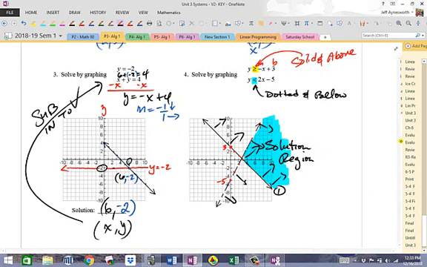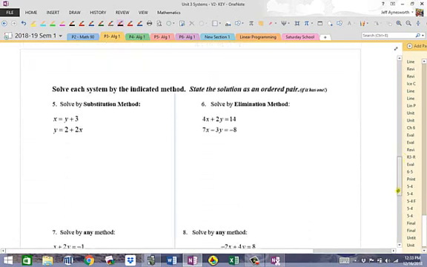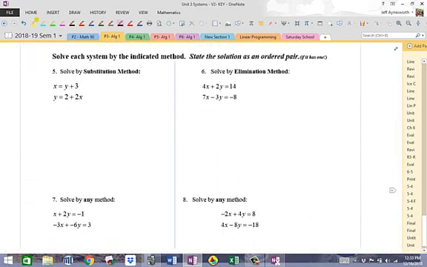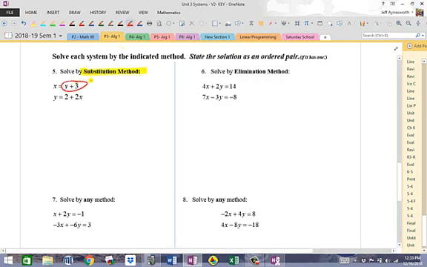Now let's do some algebraic methods here. Let's take a look at the elimination method and substitution method. First one, substitution method. Let's take this right here, y plus 3, and substitute it in for x. Put parentheses around it. So I see here y is equal to 2 plus 2 times whatever x is. And up here it says x is y plus 3. So you substitute it in.